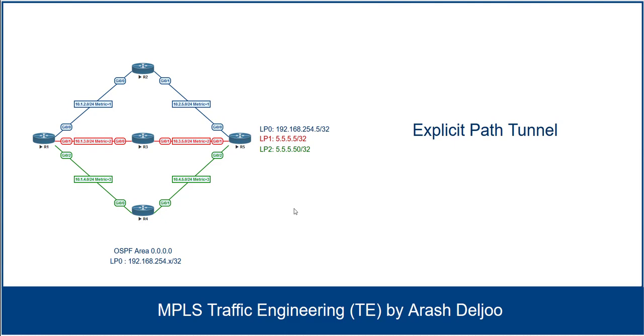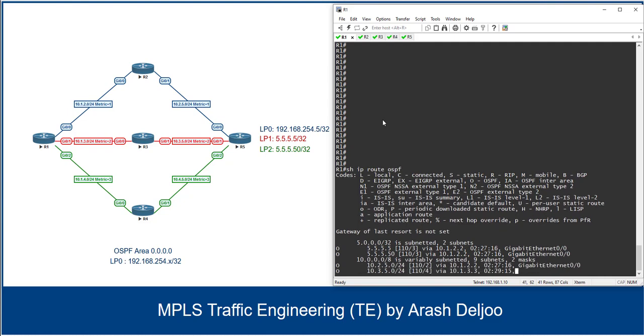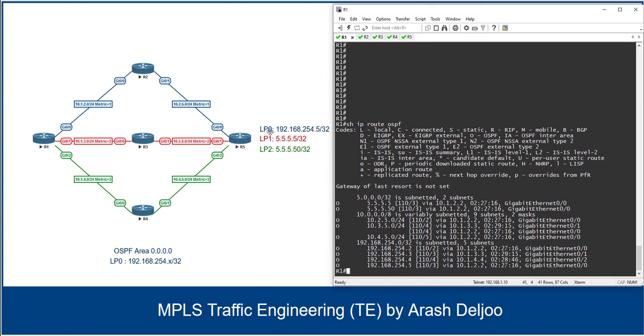Let me show you the routing table of Router 1. In Router 1, we can use show ip route ospf. For example, to reach the loopback 0 interface of Router 5, which is 192.168.2.5/32, as you can see here, we use GigabitEthernet 0/0. Why? Because this path has the lowest metric.